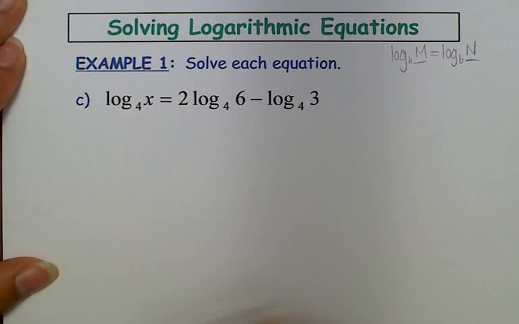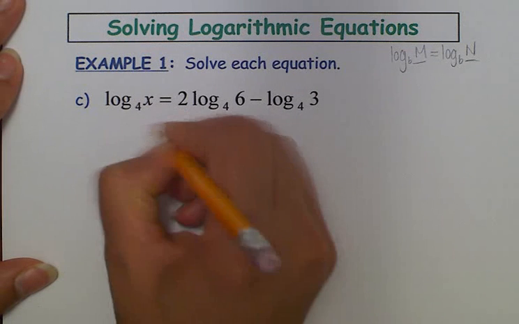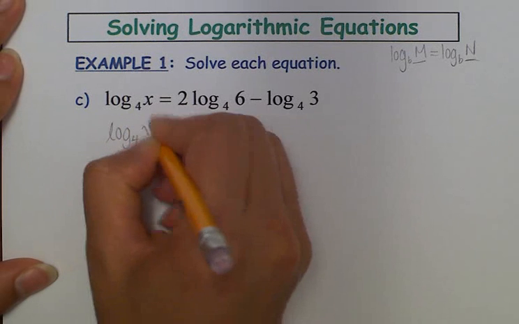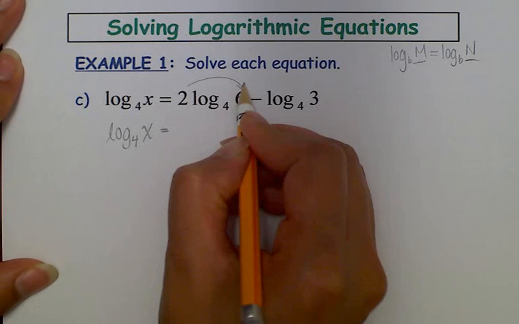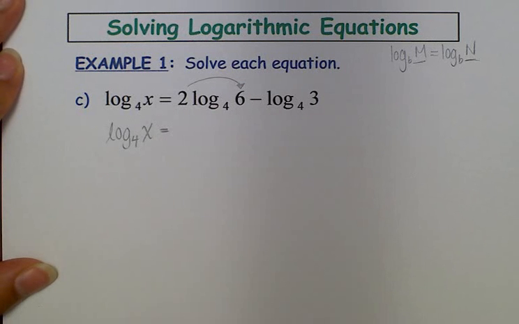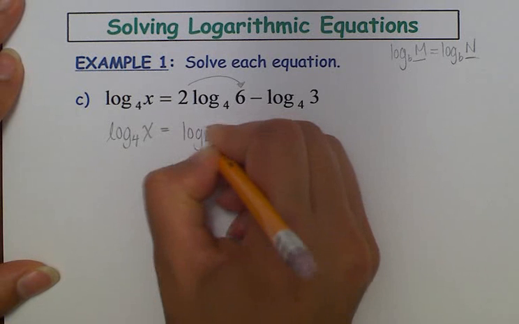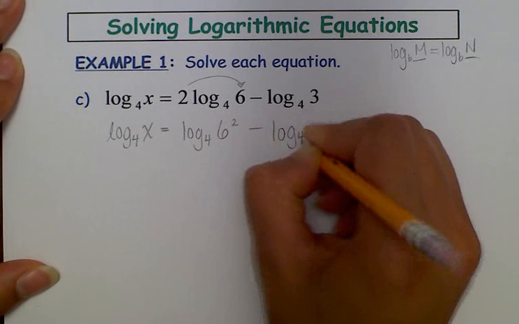So let's use some of the laws of logarithms. On the right-hand side, we're going to rewrite that. The left-hand side stays the way it is. First I'm going to apply the power law of logarithms by putting the coefficient of 2 as an exponent instead. So I get log base 4 of 6 squared minus log base 4 of 3.